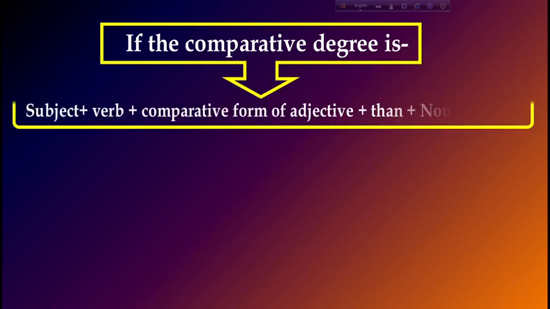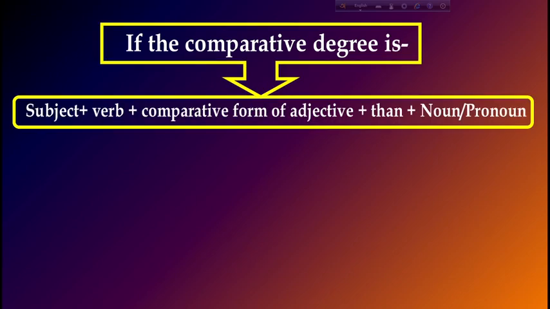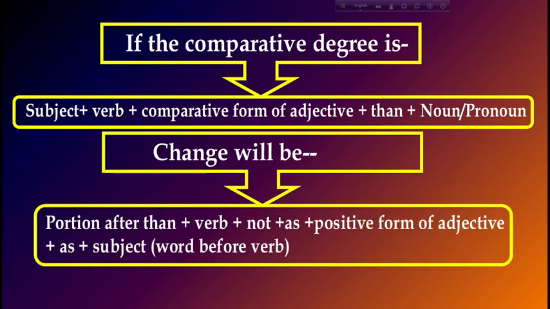If the comparative degree is subject plus verb, comparative form of adjective, then plus noun or pronoun, it is totally different. Okay, dear learners. In the previous sentences, you can find the use of than any other, than most other. Here you will only find than. So its structure is another. The change will be: portion after than comes first, plus verb, plus not, plus as, plus positive form of adjective, plus as, plus subject, word before verb.